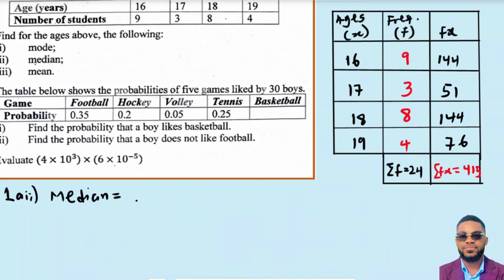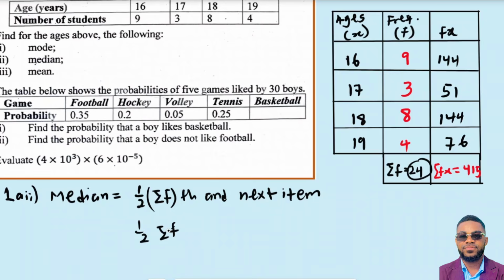There's a formula for that. Now, the formula is this. The median is equal to half of sigma f th and the next item. I'm going to explain this one. When the frequency is an even data, so we have 24, an even number, we use this formula. But when it is an odd number, it's going to be half of sigma f plus 1 th item. So that is for odd numbers.